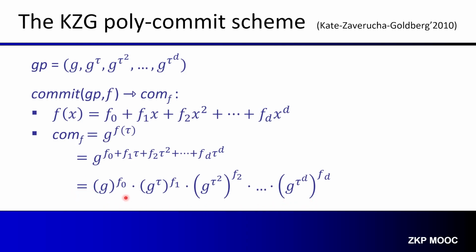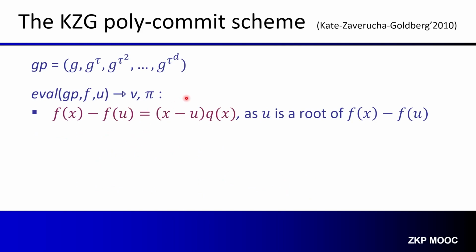And note that each of these elements in the parentheses is actually from the global parameters directly. So in this way, the prover can raise each value in the global parameters to the corresponding power defined by the coefficient of the polynomial and get this commitment without using tau directly. So that's how we commit to a polynomial. And note the size of this commitment is only one element in the base group of the bilinear group.